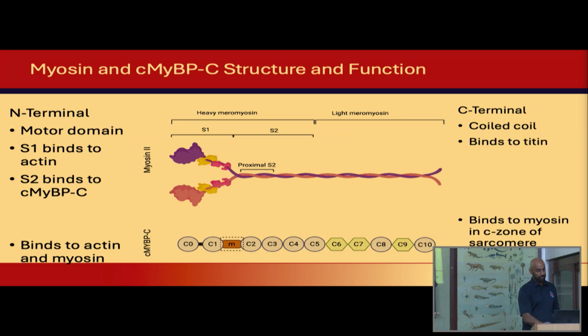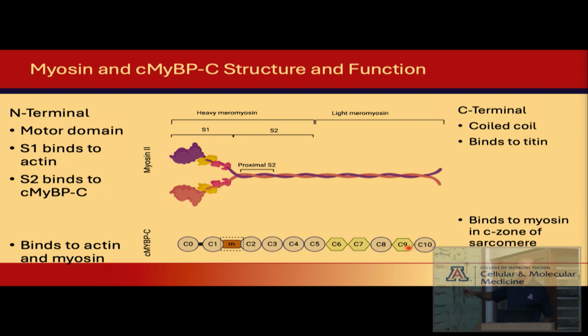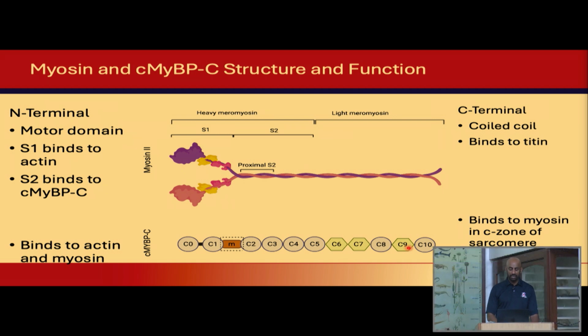Whereas myosin binding protein C, you can see here, it's also a very large protein, 150 kDa. At the N terminus, you have the C0 domain, and then all the way to the C10 domain. And again, there are various functionalities.